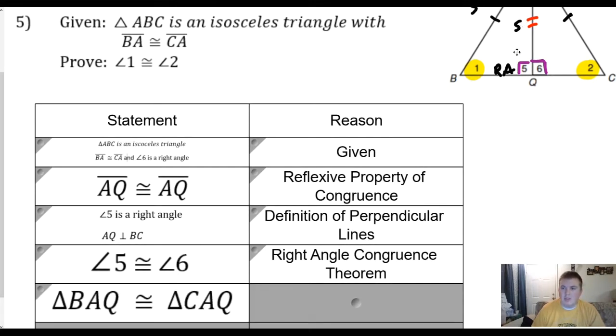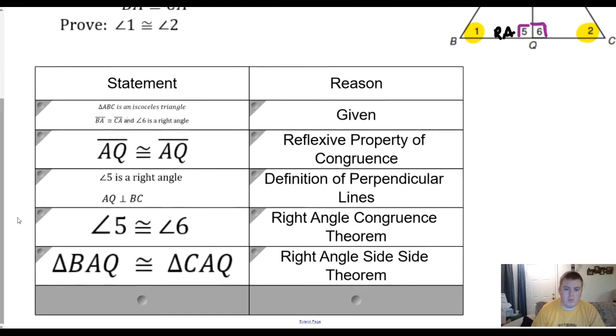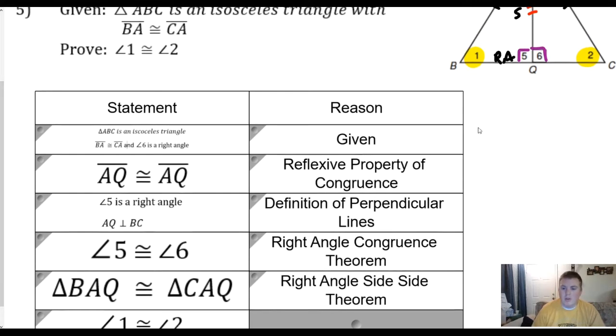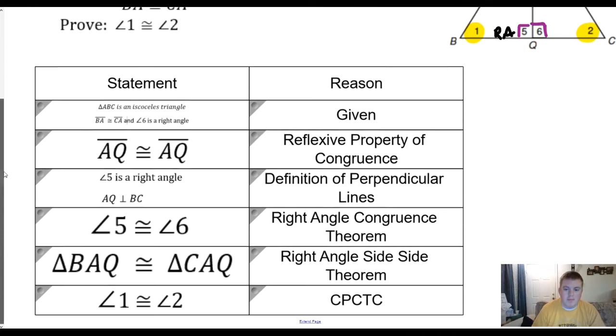We can say that these triangles, BAQ and CAQ, are going to be congruent because of the right angle side-side theorem. If you remember when we were talking about our 5 ways to prove, we had something called hypotenuse leg. This is a slight variation of the hypotenuse leg, and that's going to be the right angle side-side theorem. So, when we come down to our last step, because these are congruent triangles, they're going to have corresponding parts congruent. So we have our angle 1 congruent to angle 2, just like we were looking for, and that is by congruent parts of congruent triangles are congruent.